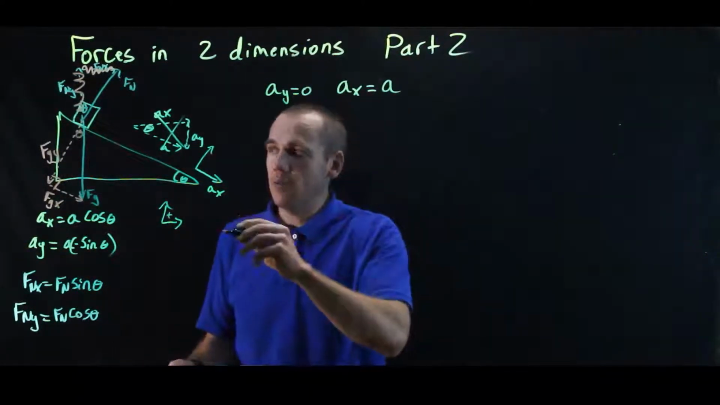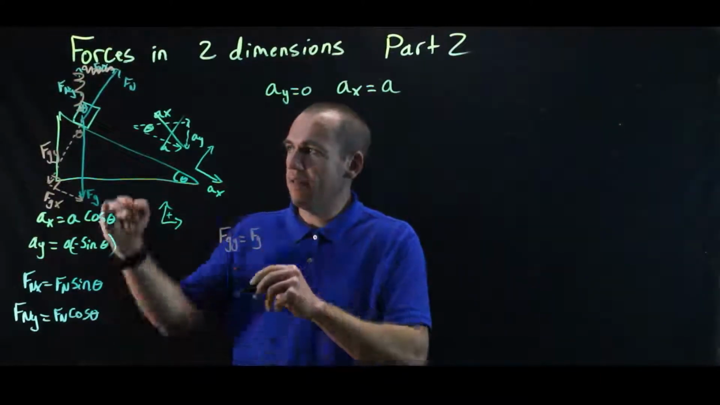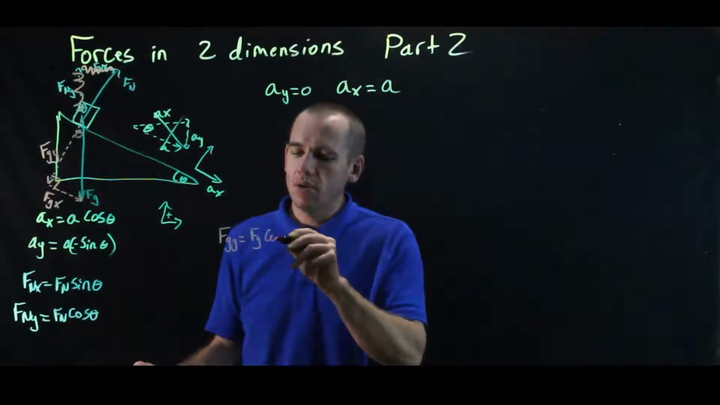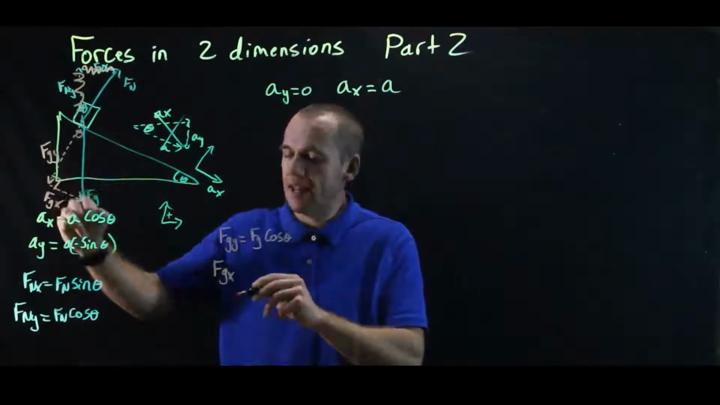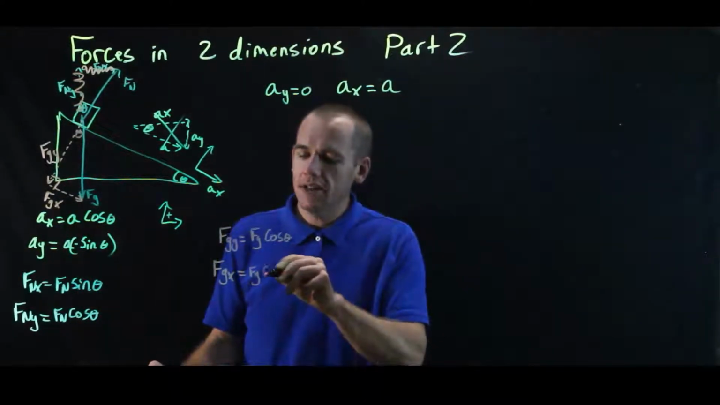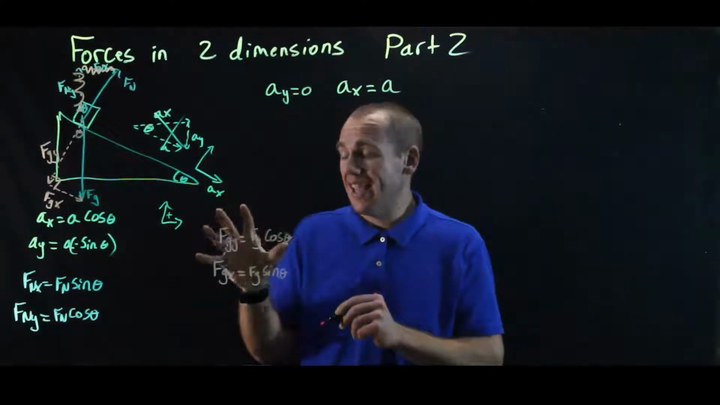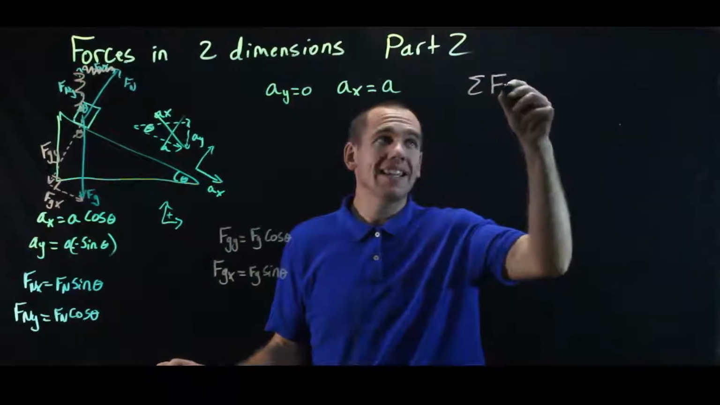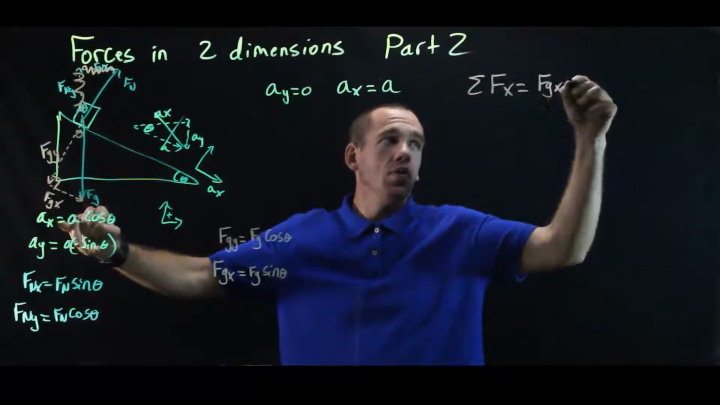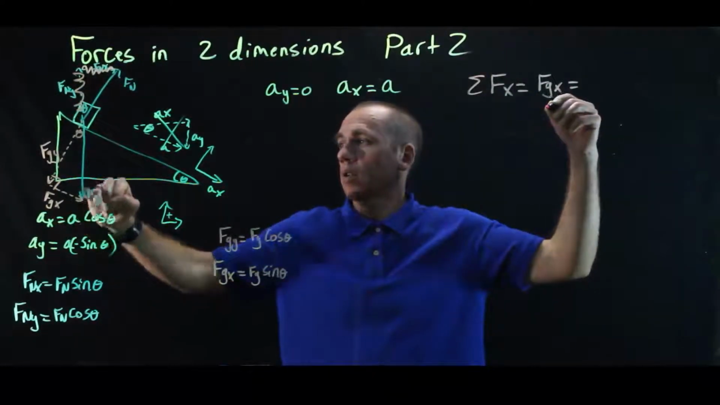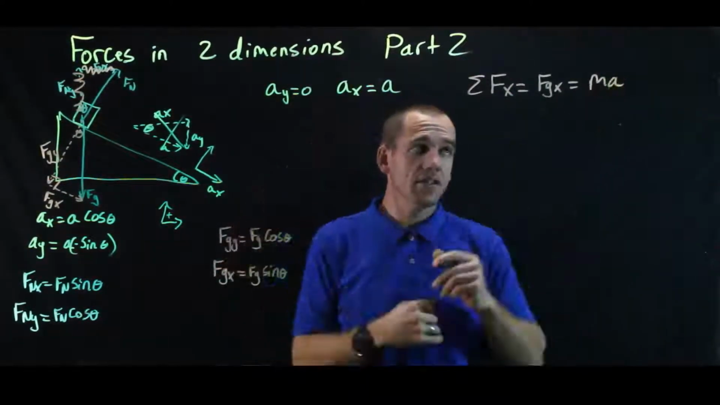So Fgy, if we look at that, is equal to Fg, the force due to gravity, and that's adjacent to my angle, cosine theta. And Fgx, that's opposite of that angle, is equal to Fg sine theta. Okay, so now let's go to the net force in x and y. So the net force in x is equal to Fgx, which is equal to ma. Right? Because the only acceleration is the acceleration in x, and so that's our acceleration.